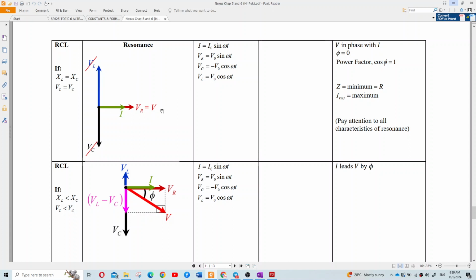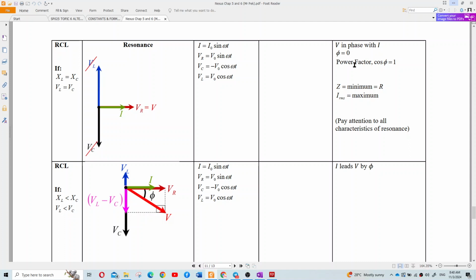The equation is still the same as this. Okay? So if VL and VC are the same length, then voltage is in phase with current, because VL and VC cancel totally. So V is VR. Its phi is 0. That means voltage in phase with current. Phi is an angle between V and I. So if V and I are in phase, phi is 0 radian.